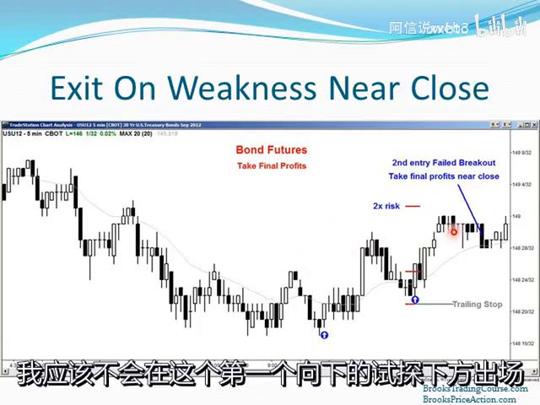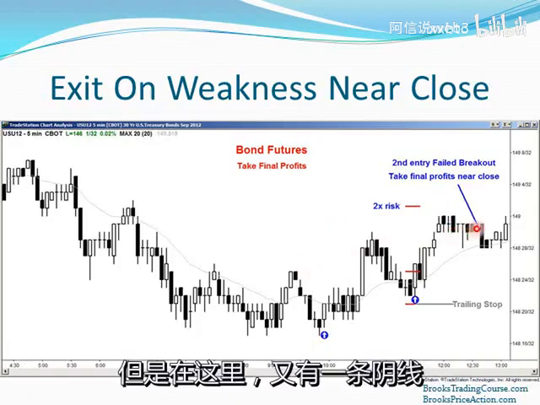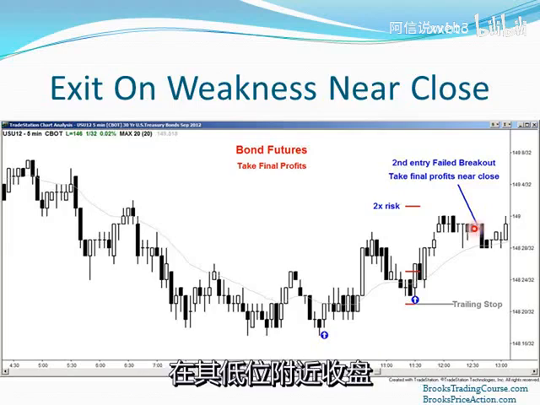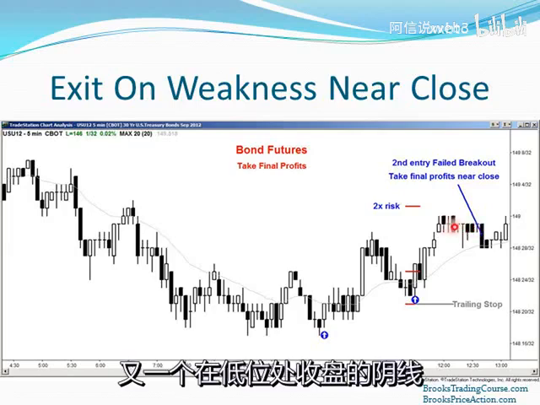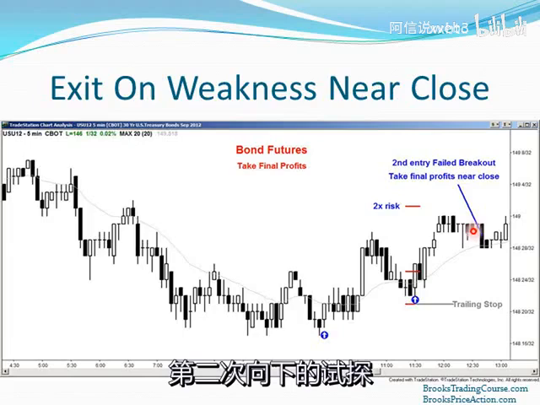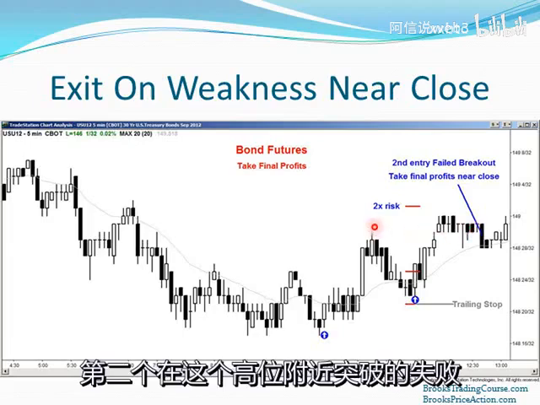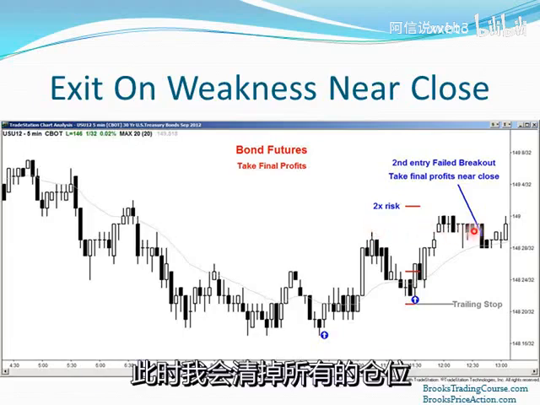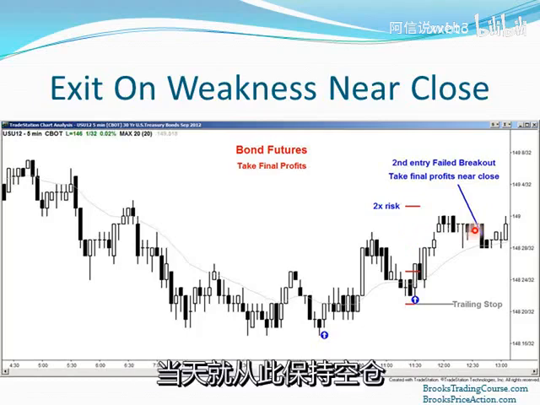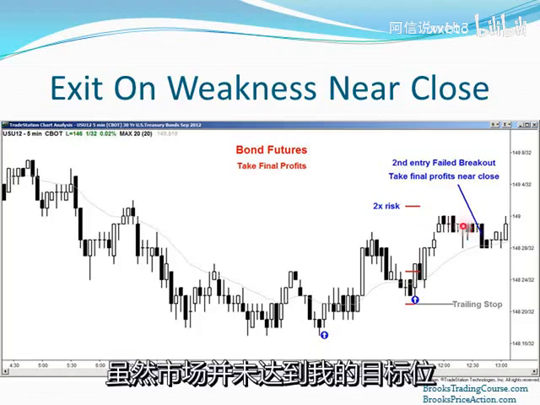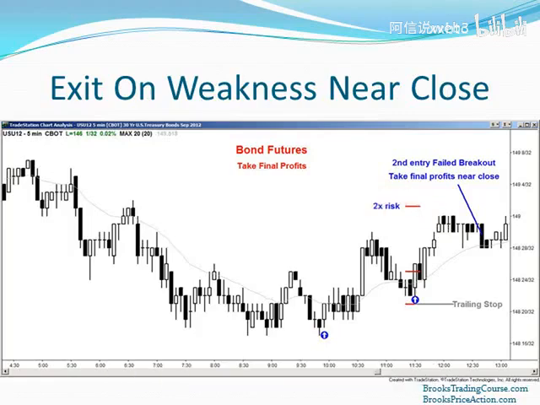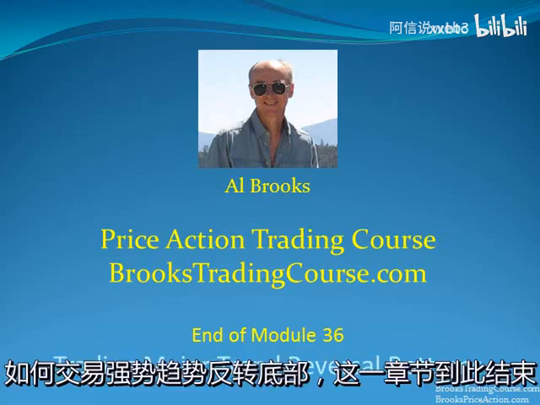I probably would not exit below the first attempt down, but at this point it's another bear bar closing on its low, bear bar closing on its low, second attempt down, second failed breakout attempt above this high. I would probably go flat and just stay flat for the rest of the day, even though the market did not reach my target. And that is the end of this module on trading major trend reversal bottoms.